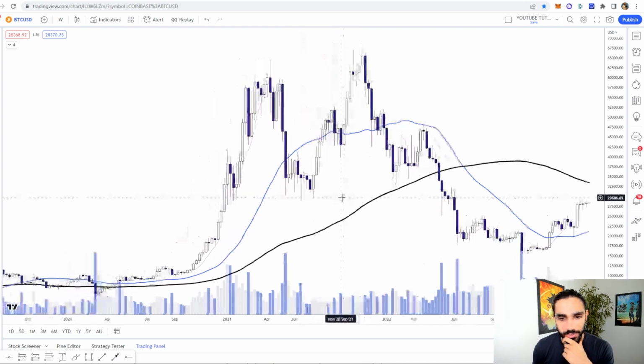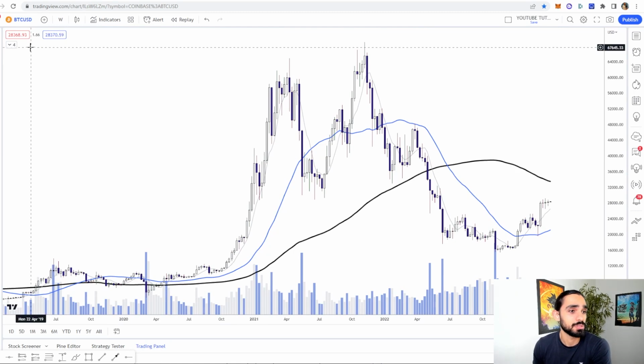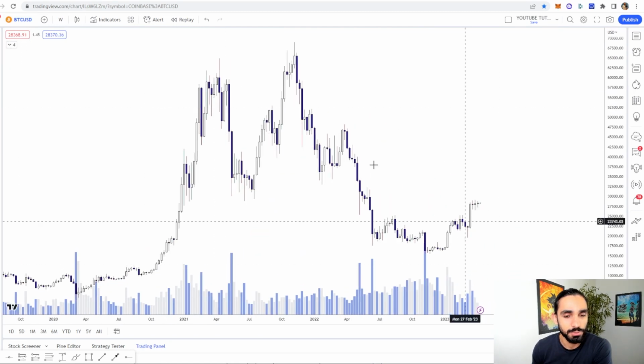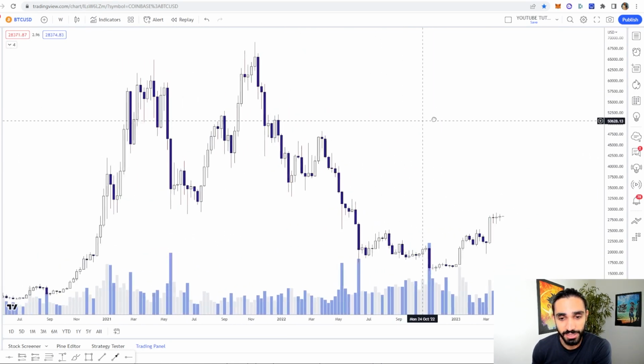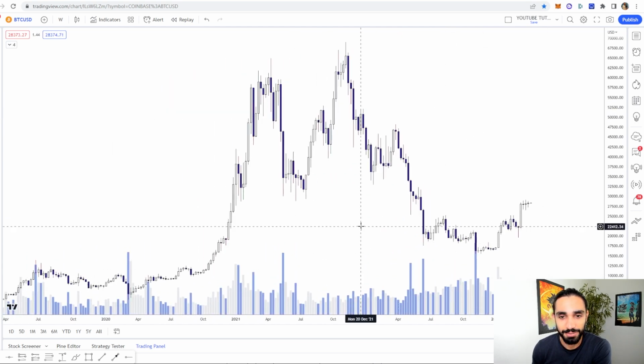So we're going to start by looking at the high time frames. Always the best place to start because if you don't have high time frame context, you're missing out one of the most important pieces of data you can have for your trading.